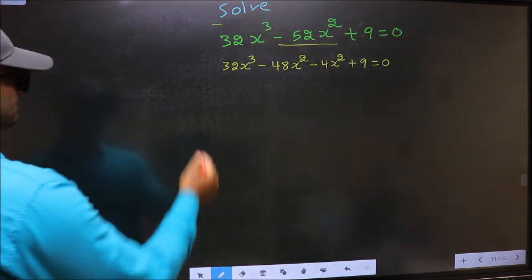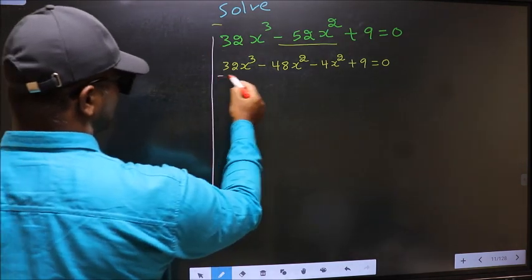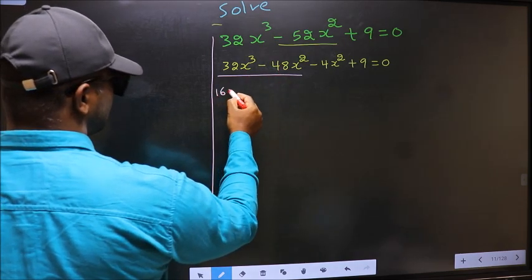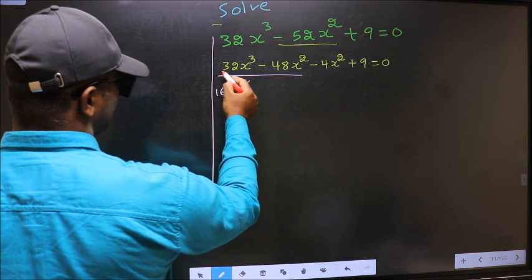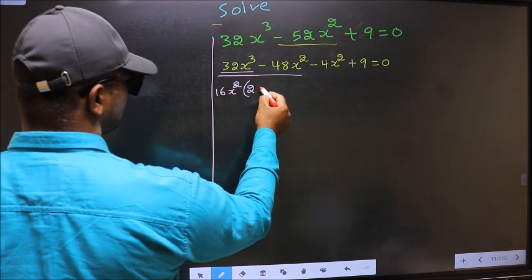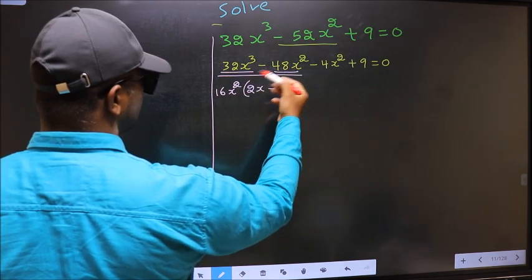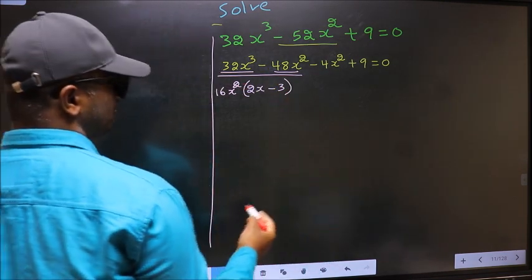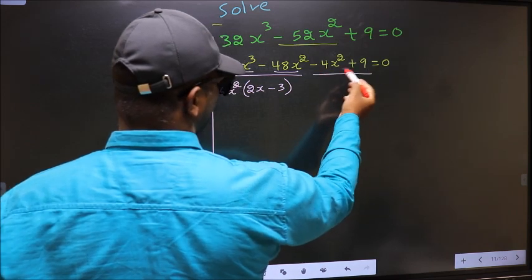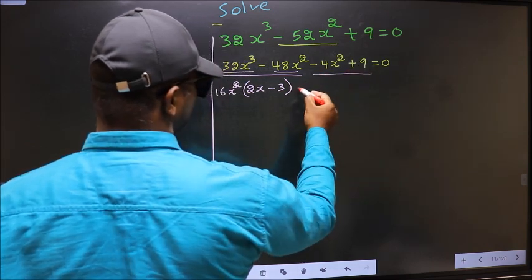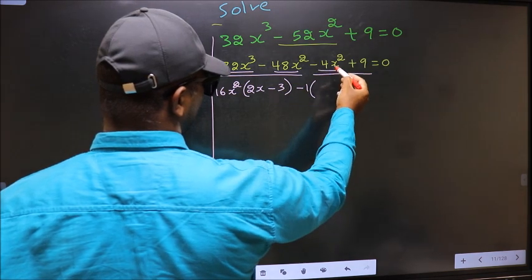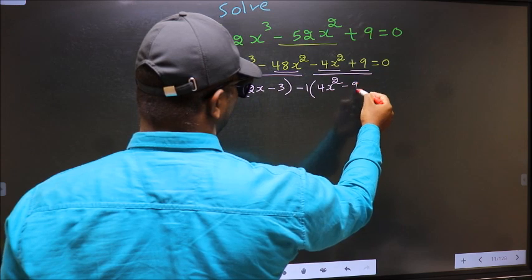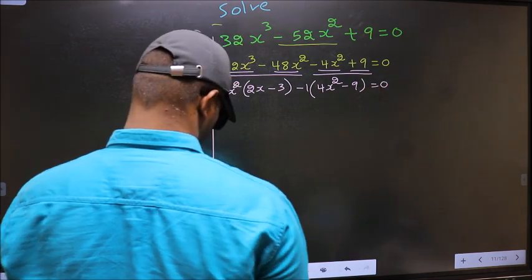Next, from these two terms, what can be taken out common is 16x square. So here you get 2x minus, from this 16x square out you get 3. In the same way, what can be taken out common from these two terms is minus 1. Here you get 4x square and here you get minus 9 equal to 0.